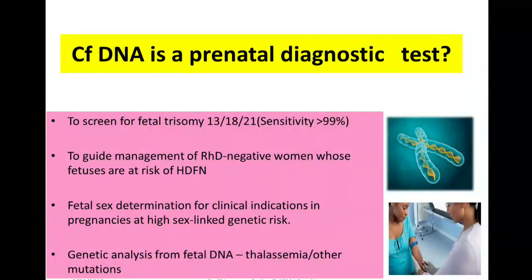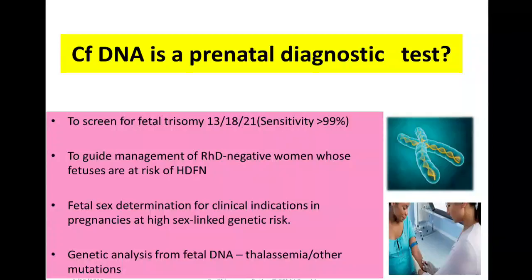So, at the end, cell-free DNA is a prenatal screening test. It's used to screen for fetal trisomy 13, 18 and 21 with a very high sensitivity. It's used to guide management in rhesus D negative women who have fetuses at high risk for hemolytic disease of the fetus and newborn.